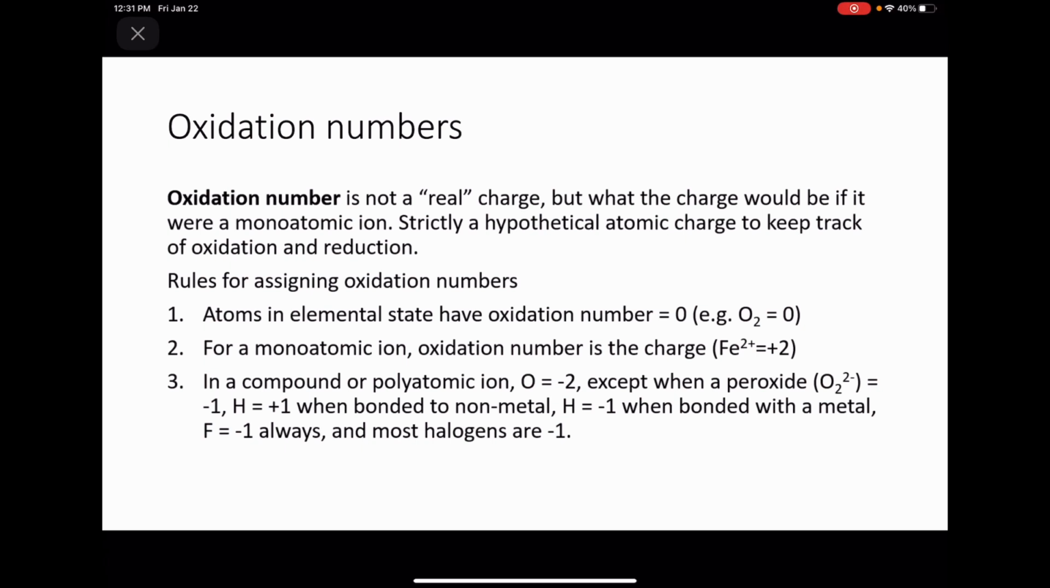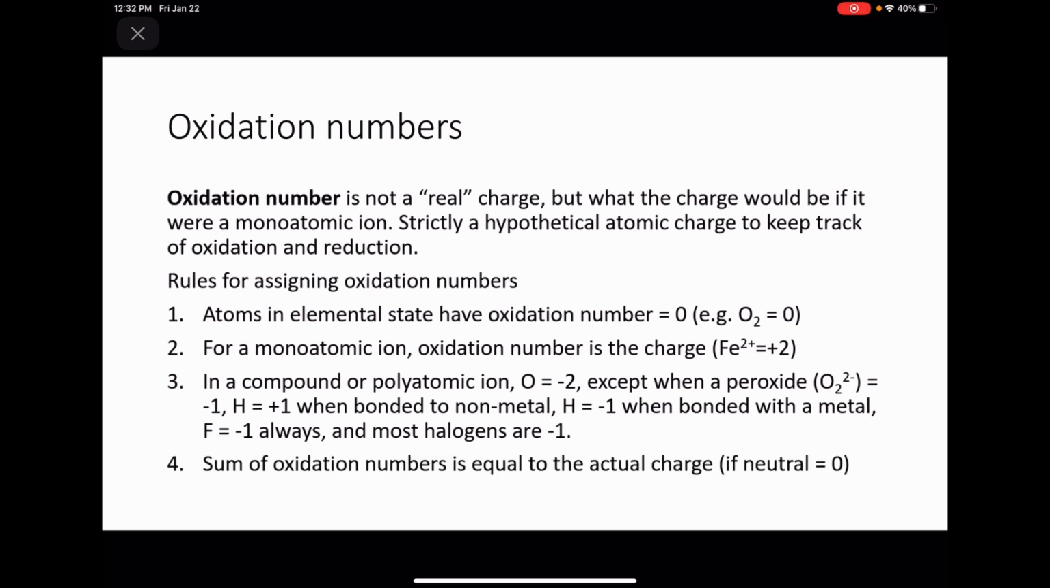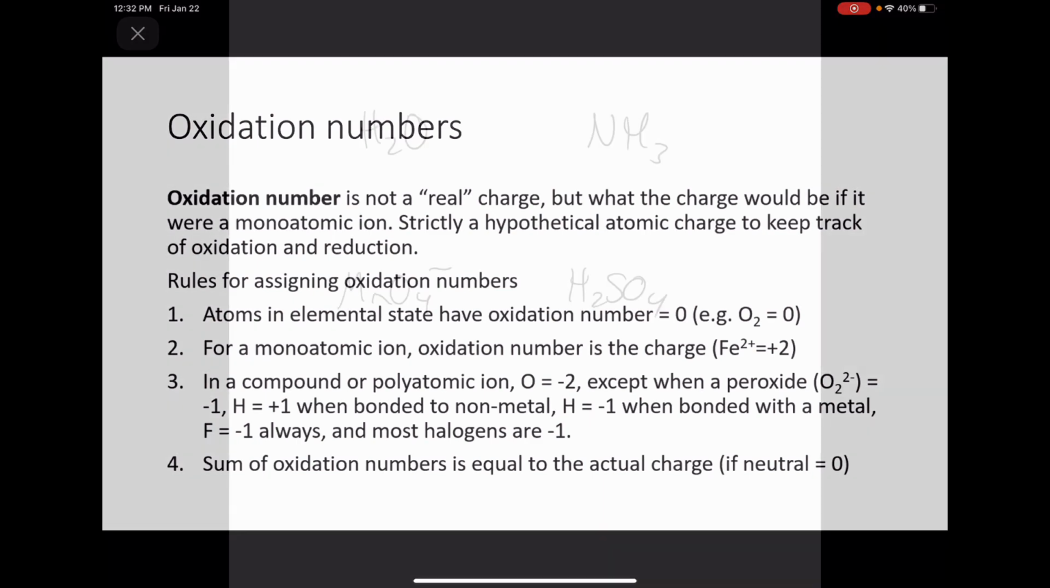If hydrogen's bonded to a metal, it has an oxidation number of -1. That's when it's acting like a hydride. And then fluorine always has an oxidation number of -1. Most of the rest of the halogens have an oxidation number of -1. All the rest of them are assigned based on the sum of oxidation numbers being equal to the charge. So you use these few always cases. You look at the overall charge, you sum them up, and you can assign the oxidation numbers of the other component. So let's do a few examples.